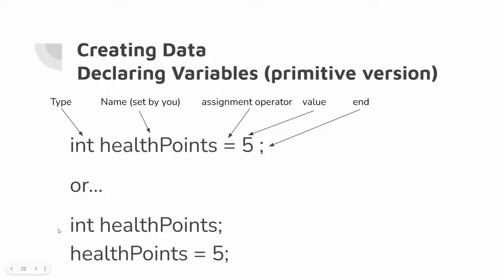Or you could have just declared it, int health points, and that's going to set it to its default value. Usually that's just 0. In the case of an int, it would be 0. So int health points without setting an initial value. And then at any point after that, you can use the assignment operator, equals, to set it to something.